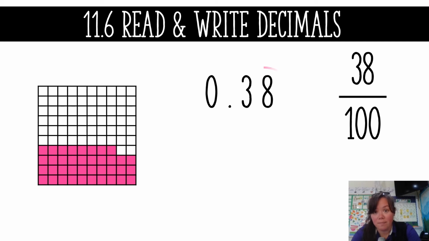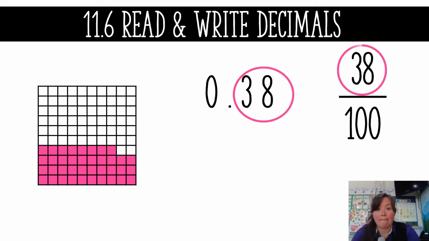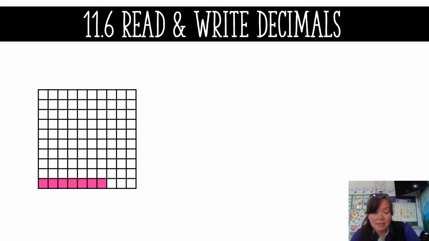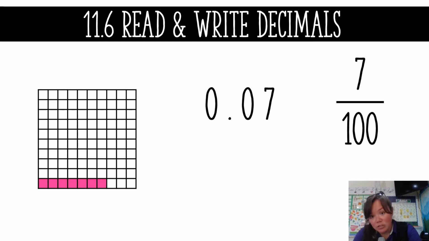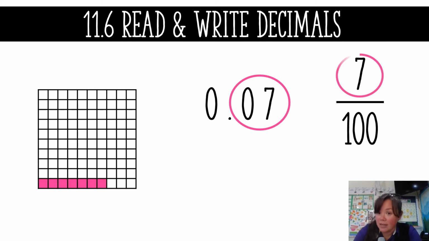Okay, let's do another. This only has 7 squares out of 100. So we're wanting 7 hundredths. Now this is a tricky one because we have to put in that extra 0. So if I want to show 7 hundredths, the 7 needs to be scooted over into the hundredths place, which means we need to add that 0. The fraction form would be 7 hundredths. Okay, you've got your 7 here, making sure there's 2 digits, and your 7 here out of 100.